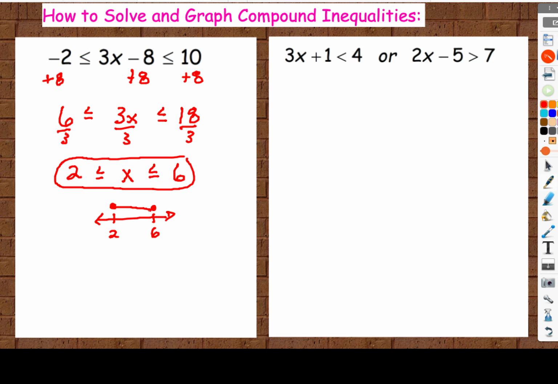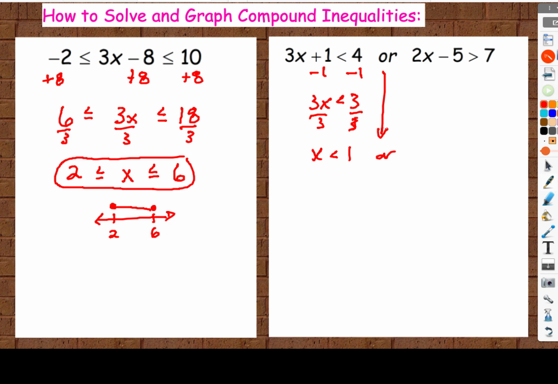Over here at the right, if we're solving an OR inequality, notice we sort of have 2 separate inequalities. So you can sort of treat them that way. Let's subtract 1 from both sides on the first one, getting us a 3. Again, we'll divide by 3 there. And very simply, x is less than 1.